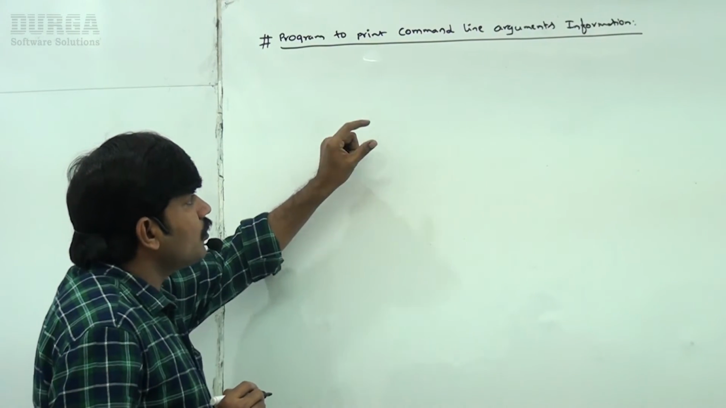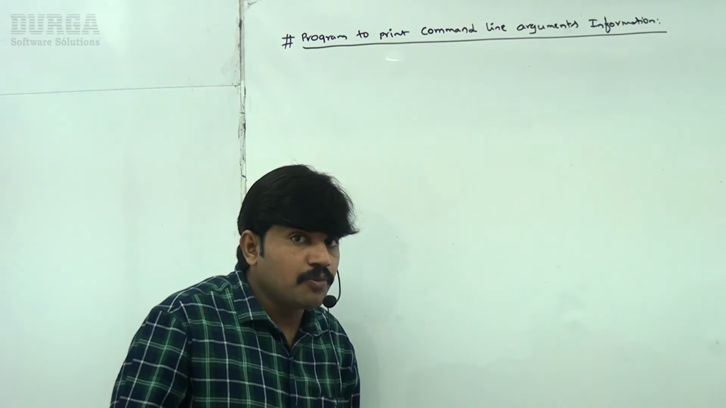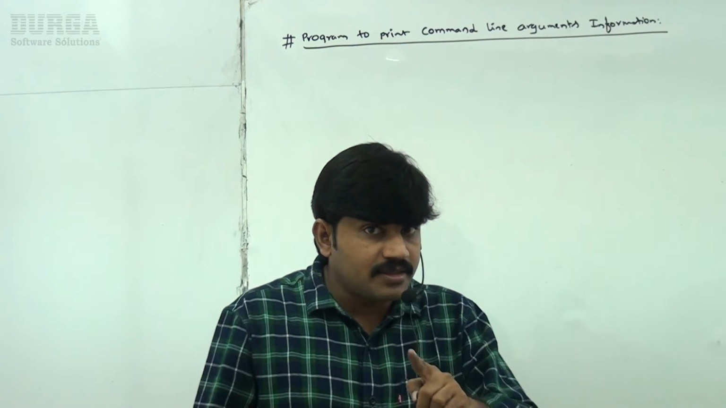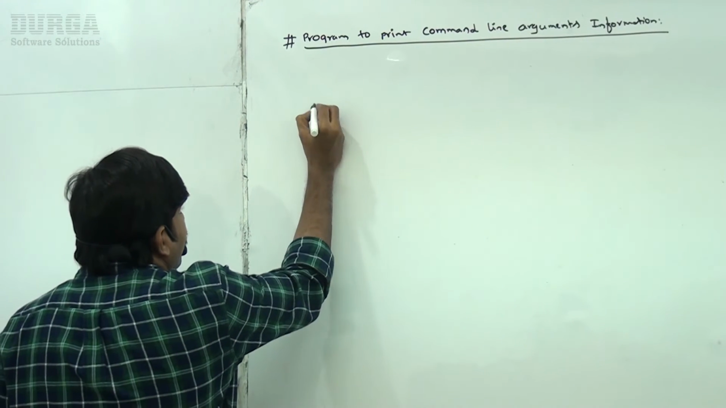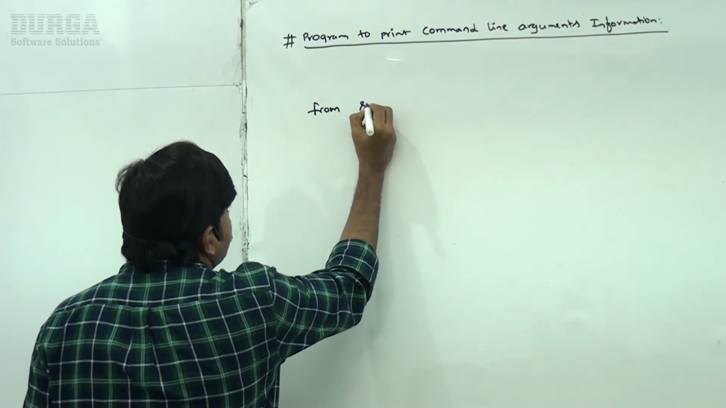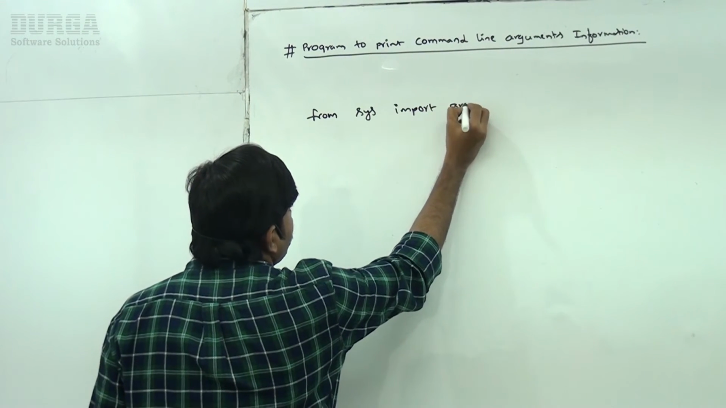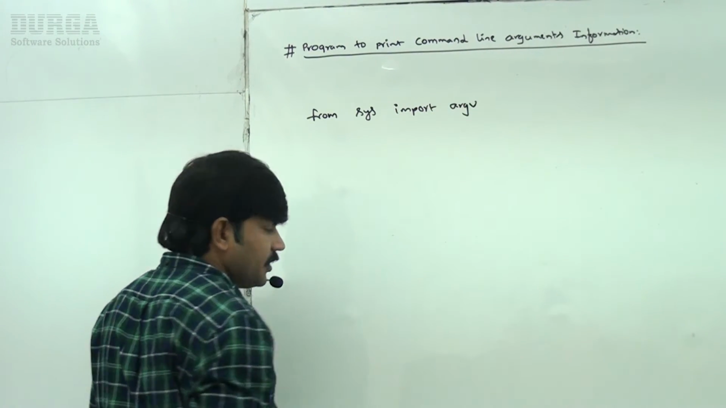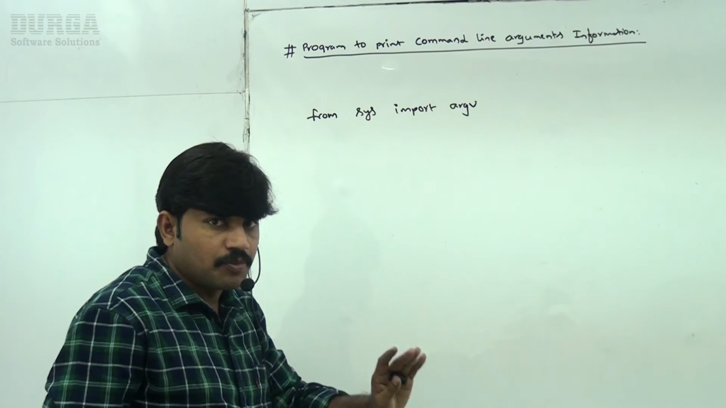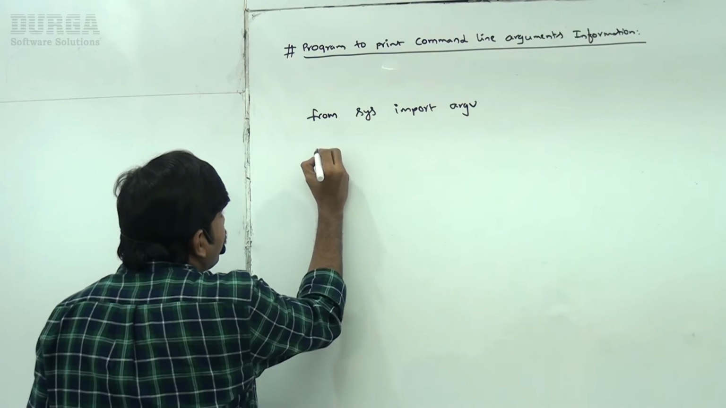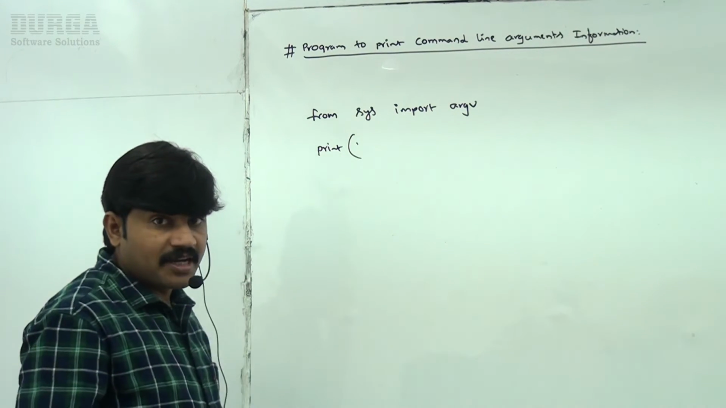If you want to access command line arguments, we compulsorily need to import argv. From which module? The sys module, right? So from sys module import argv. Can you please import argv from which module, sir? Sys module, right?